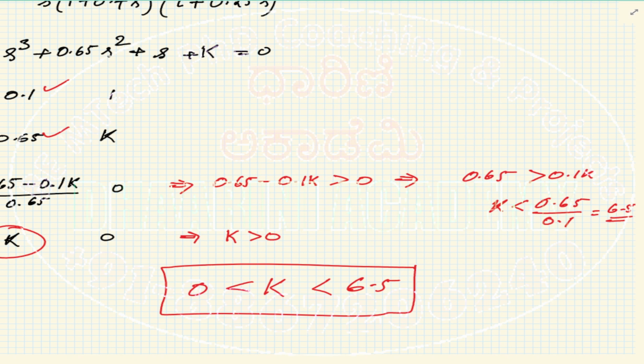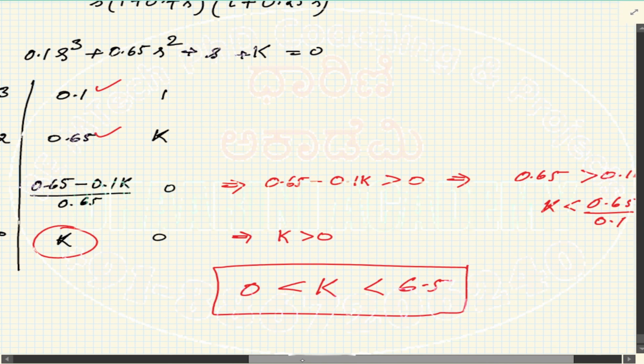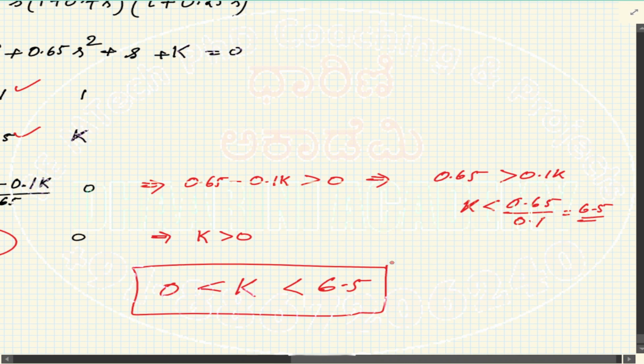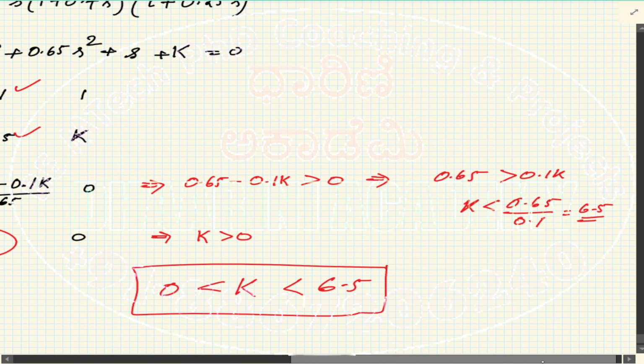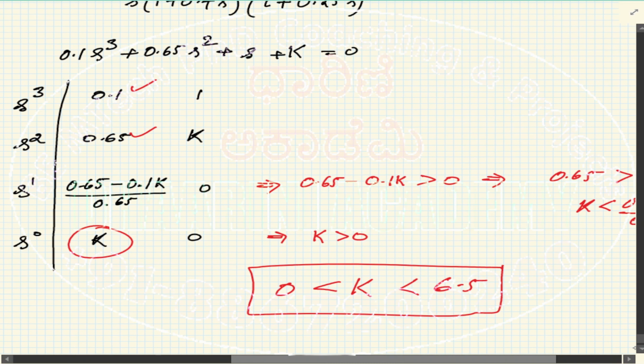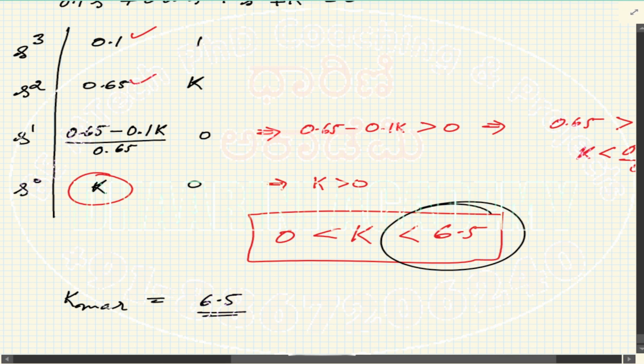Okay, in order to answer the next part, it says to find the marginal value of K. The marginal value is the highest value of K for which the system is marginally stable. Whenever it is equal to 6.5, the system is marginally stable. So we'll answer that part now. K marginal is equal to 6.5, because it is the highest value we found.